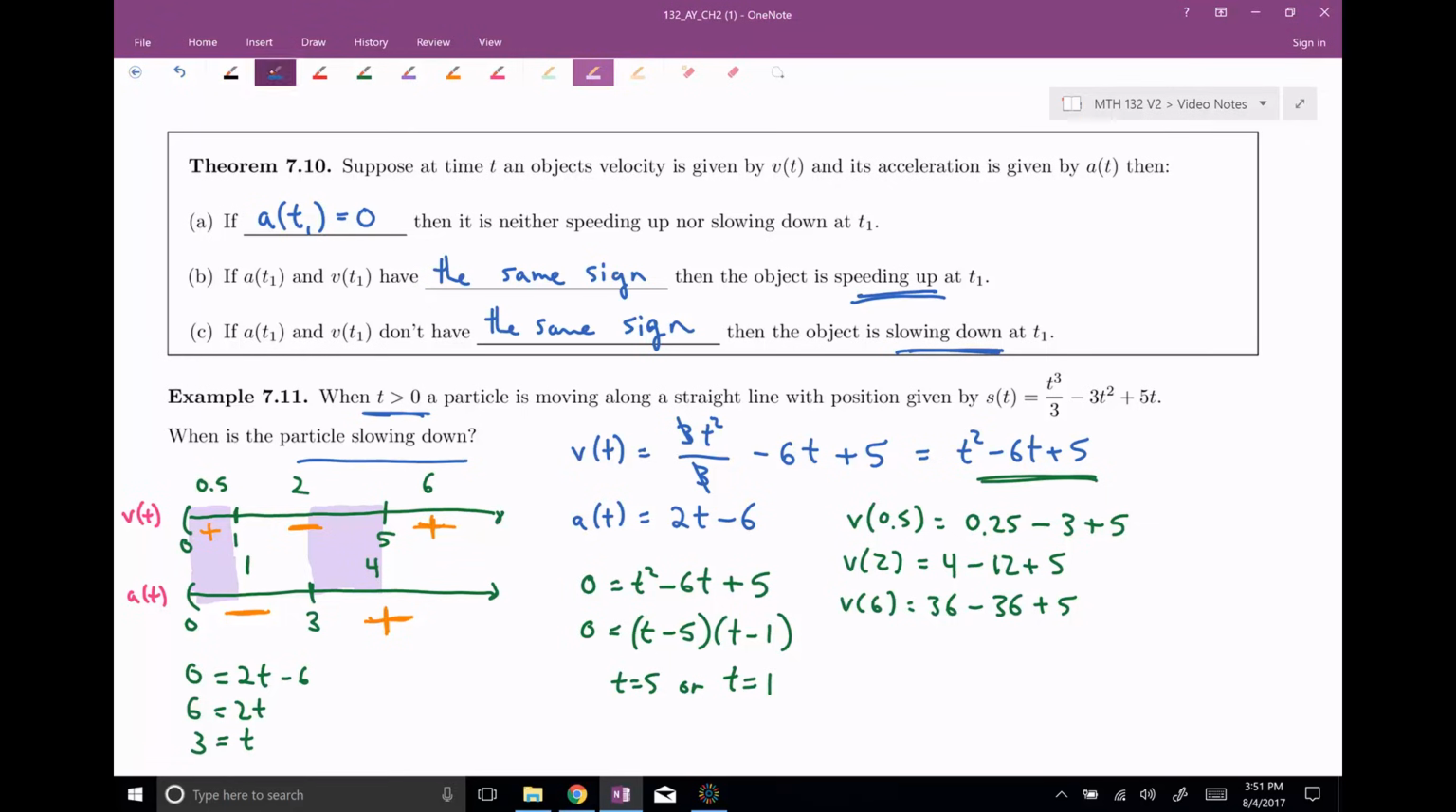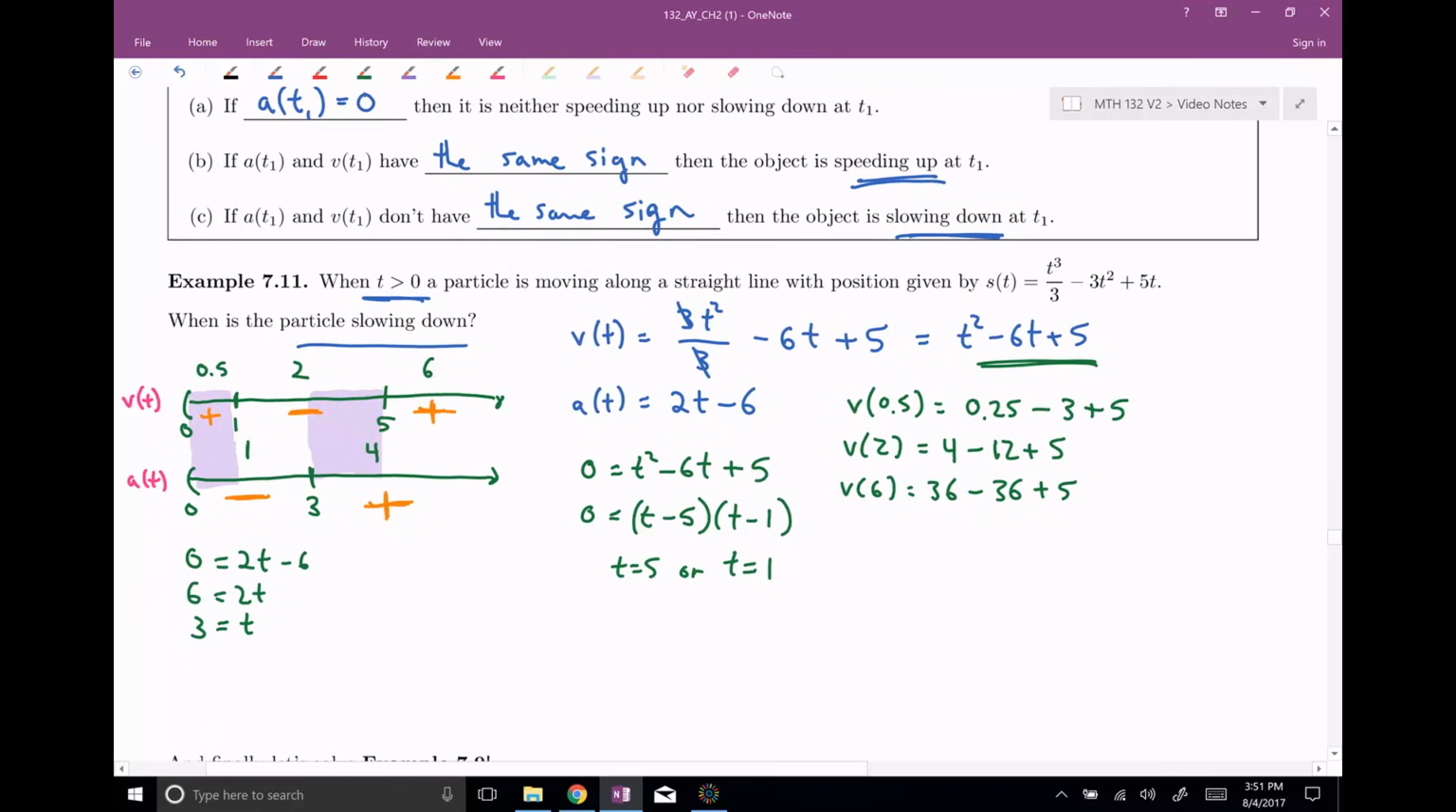So again, when is the particle slowing down? Well, that's going to be between 0 and 1, and then again between 3 and 5. So that is my solution.